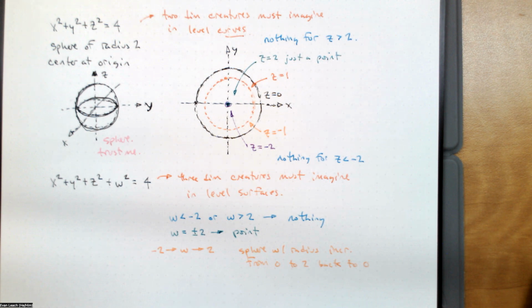We can only perceive this equation, X squared plus Y squared plus Z squared plus W squared equals 4, through level surfaces. We get to do level surfaces because we can think in 3 dimensions. I can't draw in 3 dimensions. QED, I cannot draw in 3 dimensions. But we can imagine in 3 dimensions. Yeah, I suppose I could have programmed the computer to do something very fancy.